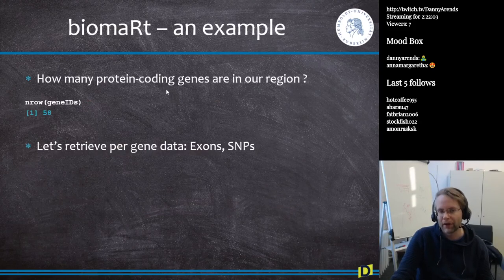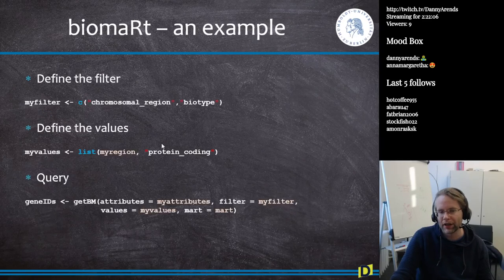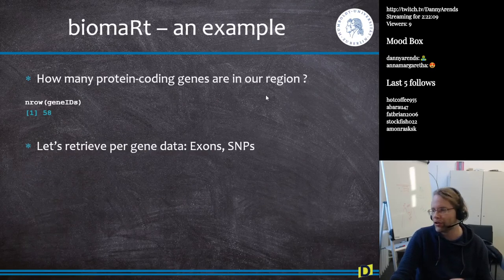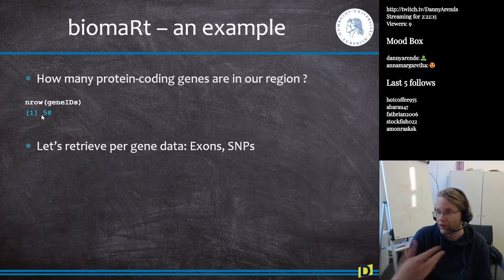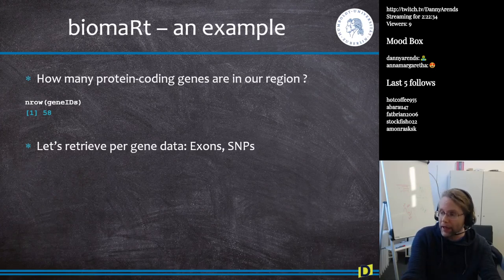And then we end up with a new gene ID list. How many protein coding genes are in our region? Well, there's only 58. That's kind of what I wanted to know, because I'm interested in the number of protein coding genes, although I might be interested in the number of microRNAs as well. But this is how we can use biomaRt to use the computers of someone else. My computer is not doing anything. It's just doing a query, and I'm only getting back the data that I'm interested in. We started off by retrieving 210-something entries, and now we're only retrieving 58 entries, which is really good, because it's quicker and it's better for R as well.